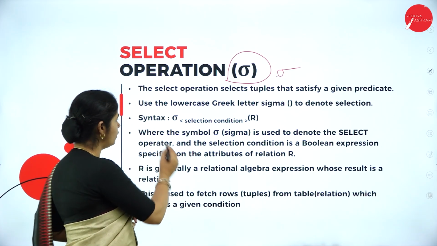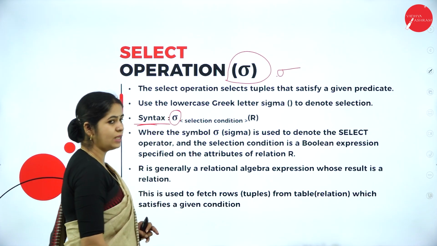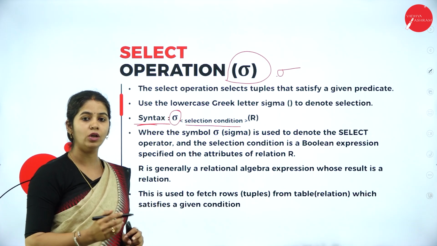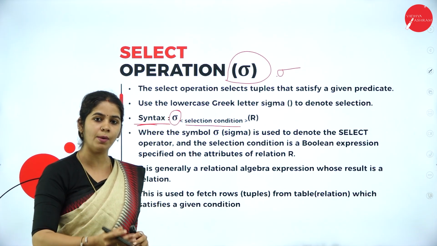What is the syntax of the selection? This represents the selection operation. This is the selection condition. I want to select on a particular condition. For example, I want to select the students who have scored more than 75 marks.